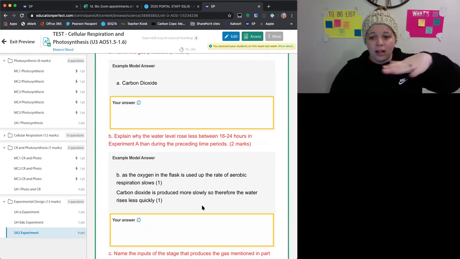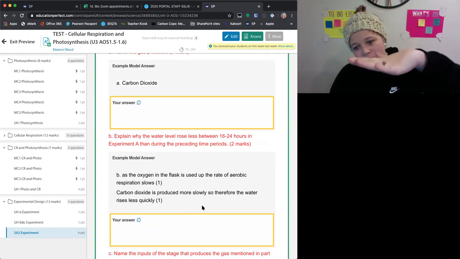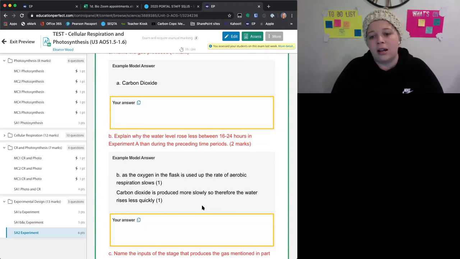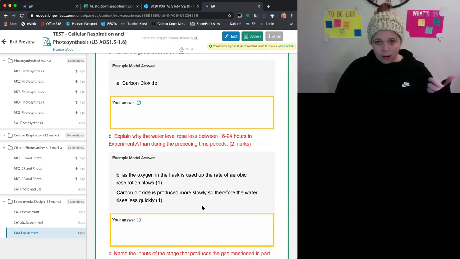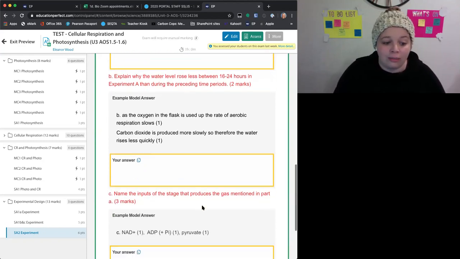Because the oxygen is used up really fast, and then there's less oxygen available, so it's used up slower, which means less CO2 is being produced. And so there are your 2 points. The oxygen is being used up at a slower rate, and the carbon dioxide is therefore being produced at a slower rate, so your water level doesn't rise as fast.